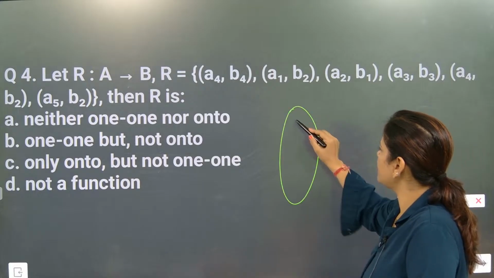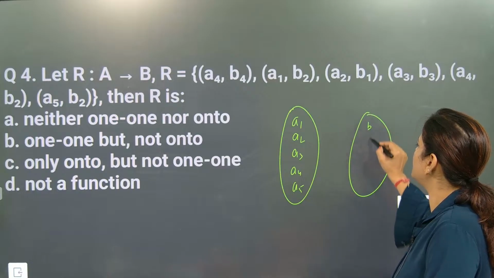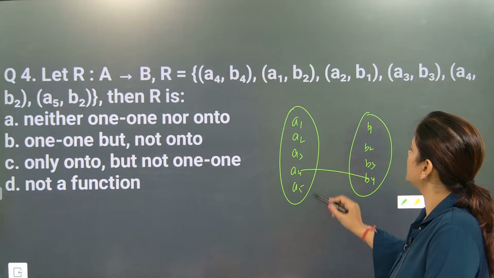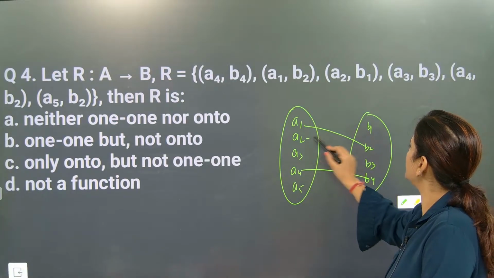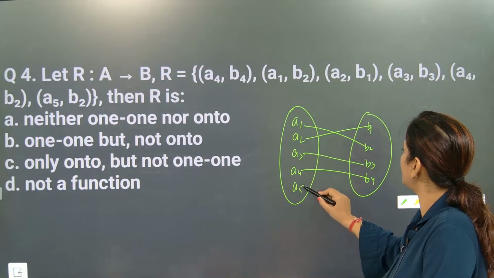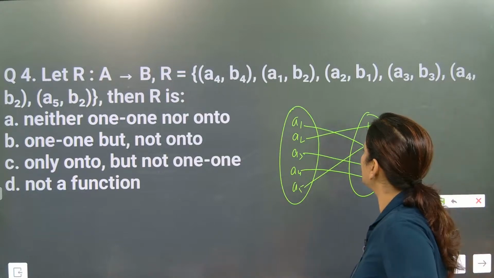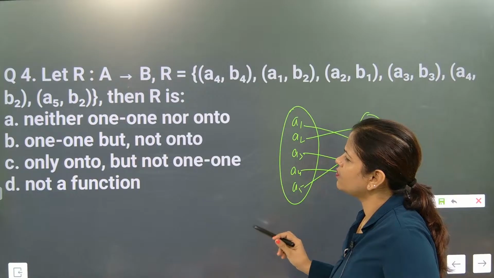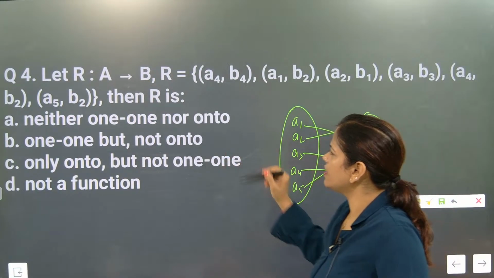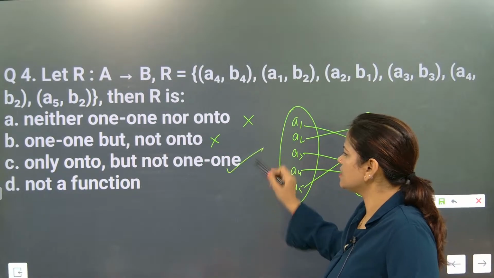A has 5 elements: A1, A2, A3, A4, A5. Now B1, B2, B3, B4. Now they are telling A4 to B4, A1 to B2, A2 to B1, A3 to B3, then A5 to B2. Understood? So this is many-one. So it is one-one but not onto, or neither one-one nor onto, or only onto but not one-one. This is the correct answer.